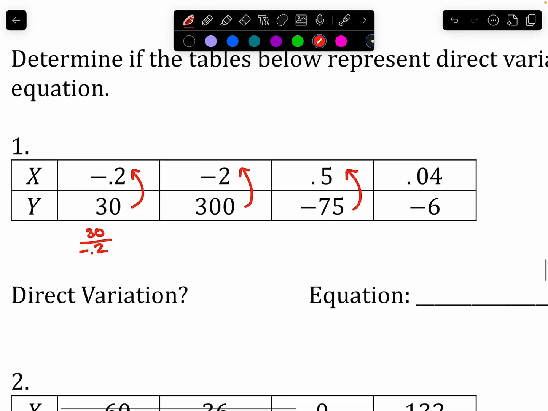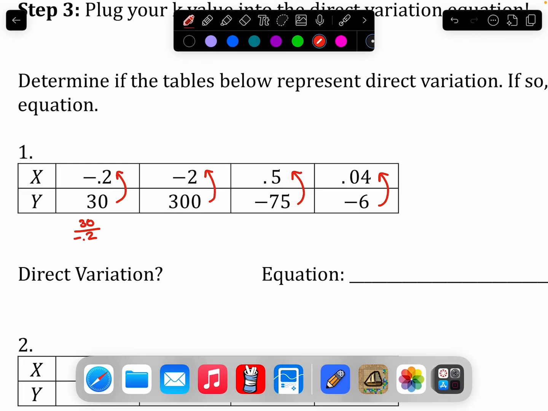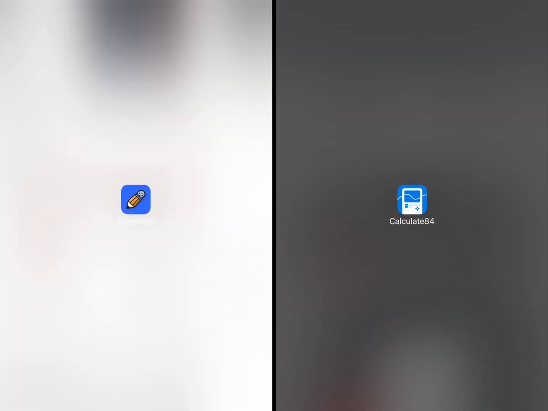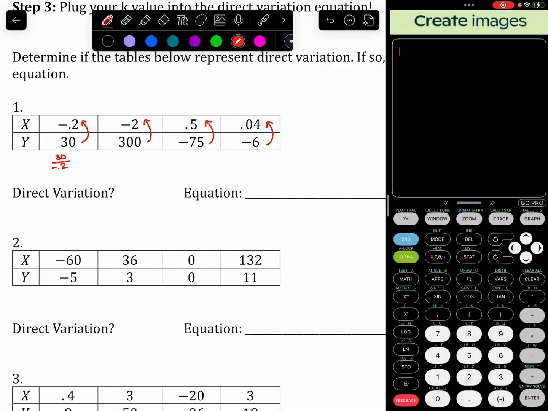So I'm going to do 30 divided by -0.2, and I'm going to do that across my entire table. I will show you with the calculator again. I'm going to start by doing 30 divided by -0.2, and I get -150. I always write that number at the top of my table since I'm going top to bottom. I'm doing y divided by x and then putting whatever I get at the top.